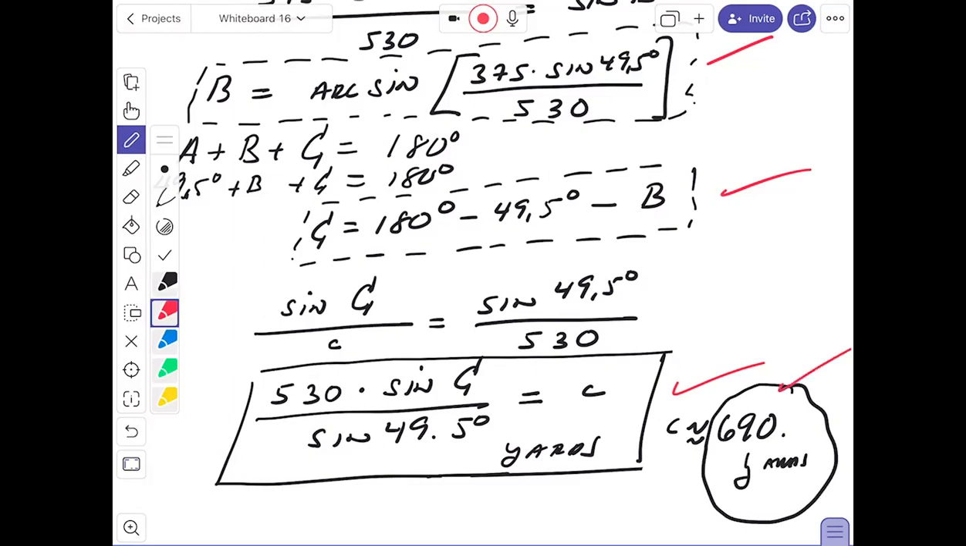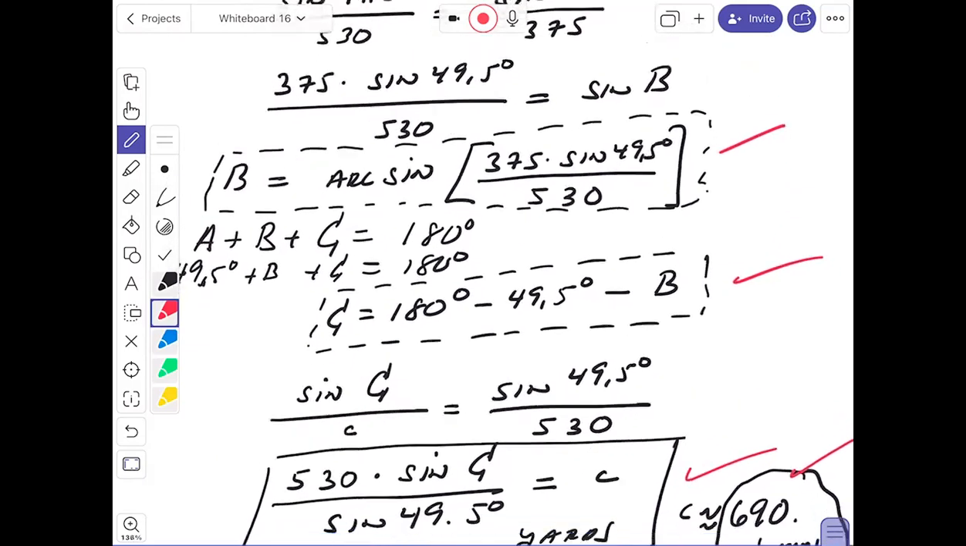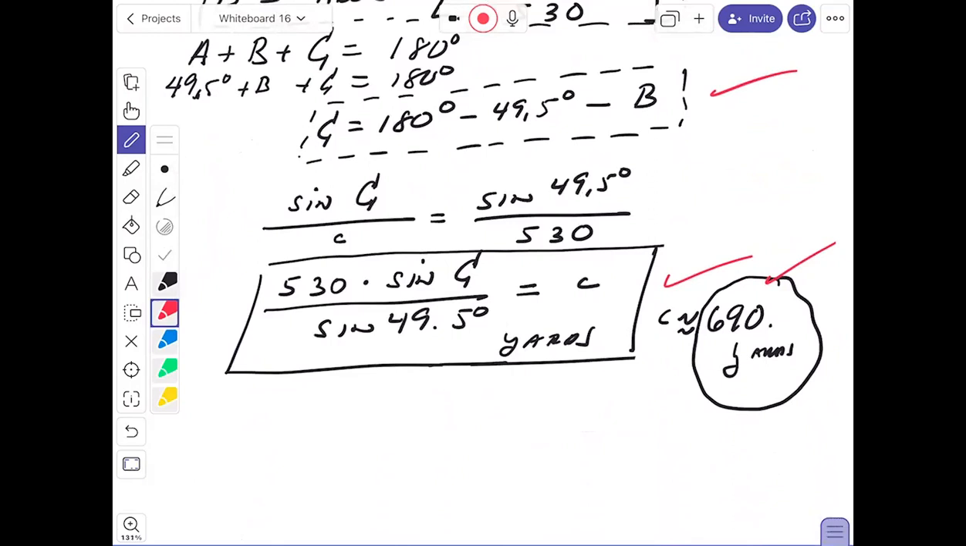Let me point out, paper and pencil test. It's important you identify what's needed in the problem. B was needed. C was needed. And we figured out what the side C was. When I say C, the angle C. All right, let's go to number 9 now.